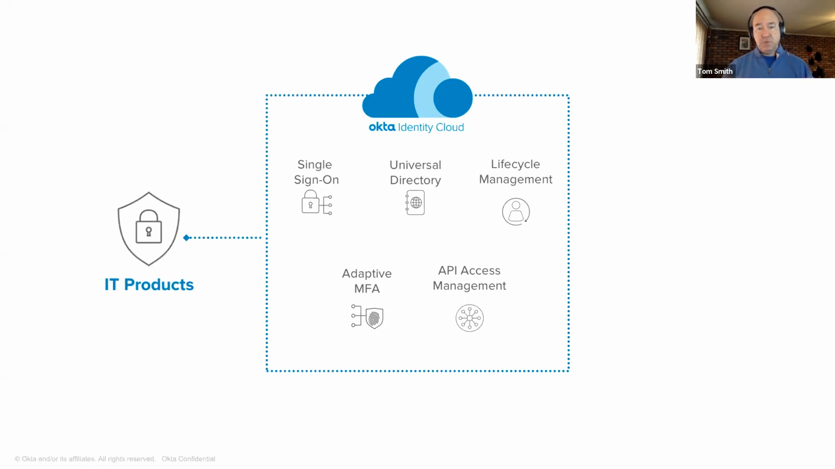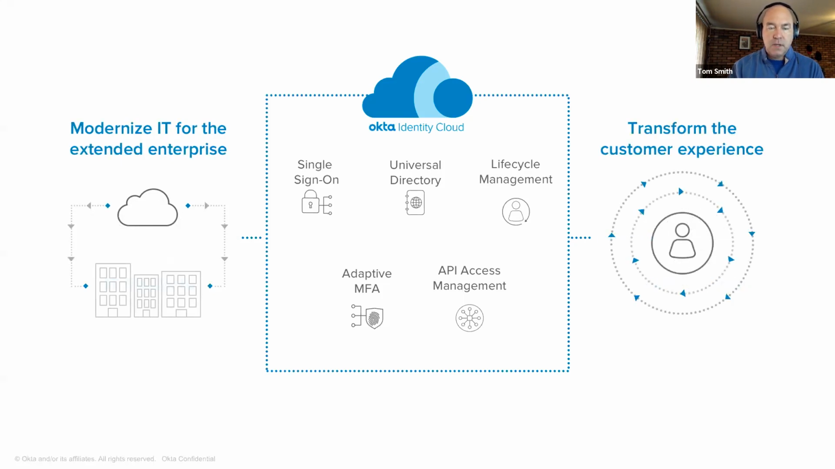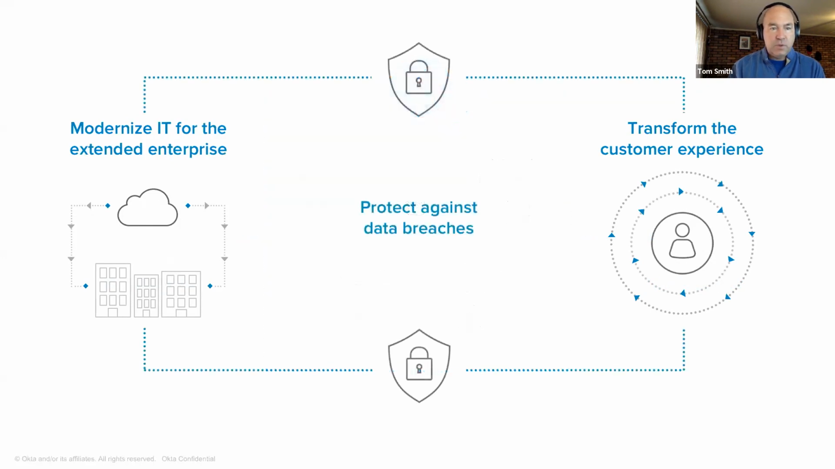So these services really make up two product lines at Okta. There's the IT products, and this is really where we started, providing identity and access management to employees. And that's continued to grow as enterprises are going all in on digital. And then there's our API products service, which is really our more consumer developer focused products. And that's what I'll be talking about today. And that is really about transforming the customer experience. Finally, we're a security company, so we're about modernizing IT for the enterprise, but also transforming the customer experience.